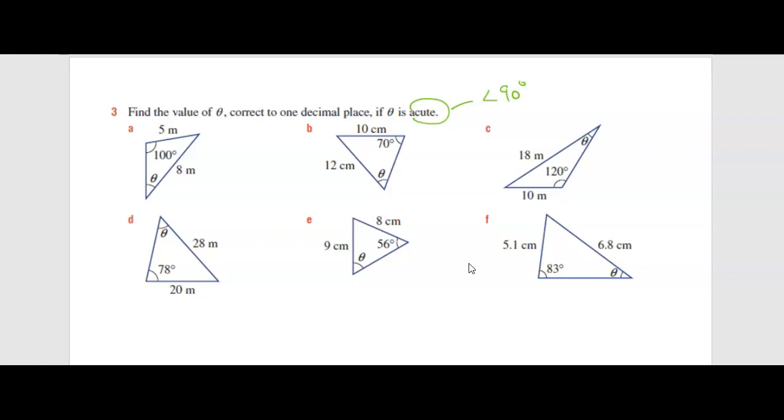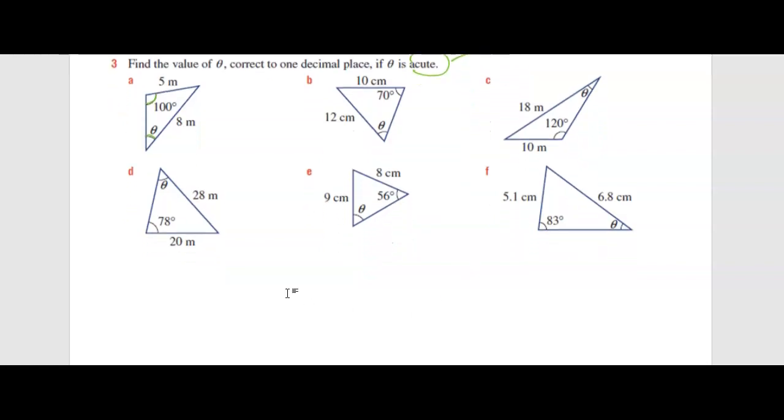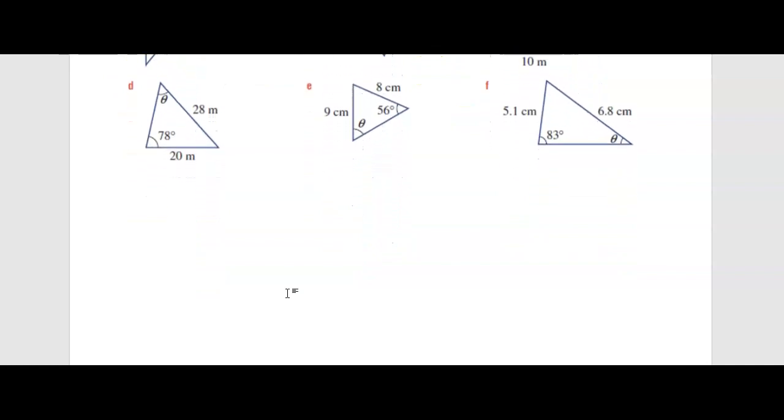So it's telling us if theta is acute. So it just means that our answer has to be less than 90 degrees. What I might do is I might just do 1, and I'll scroll down. I'll do D, just to show you what the two possible answers are.